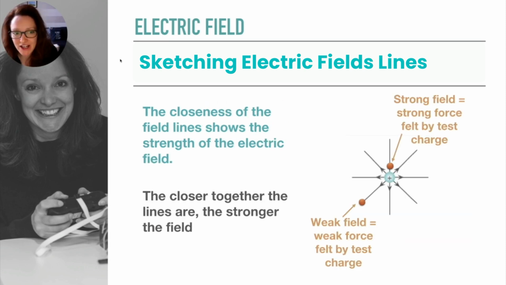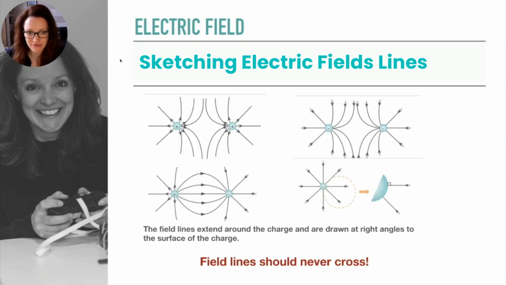The closeness of the lines shows the strength of the electric field. So if you go to this positive charge in the diagram shown here, you can see that the field lines are very close the closer you get to the charge. That means that the field strength there is very strong. As you get further away from the charge, you'll notice that the field lines get further away from each other, which means that the field strength at that stage is weaker. So the closeness of the lines tells you how strong the electric field is.